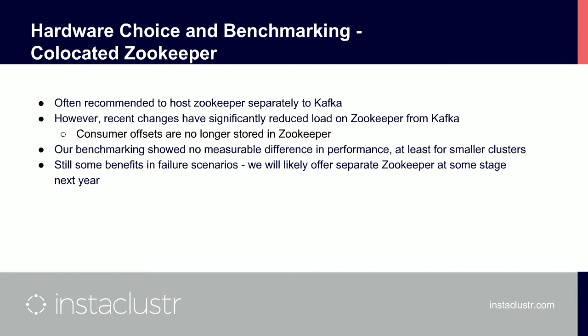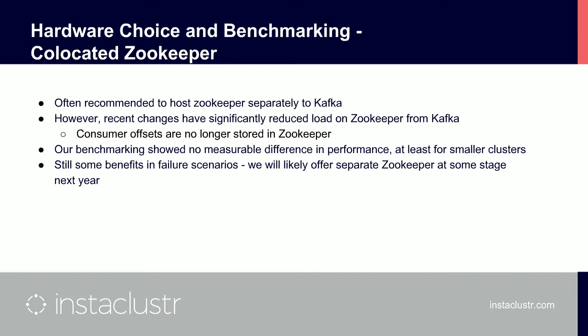In particular, consumer offsets used to be stored in Zookeeper, so keeping track of where each consumer was in the stream. That's been moved in more recent versions of Kafka from being kept in Zookeeper to being kept in Kafka itself, and it dramatically reduced the read and write load of Kafka on Zookeeper as a result. So we did a bunch of benchmarking of that as well, and really couldn't find any measurable difference in performance of running Zookeeper on the same nodes as Kafka.